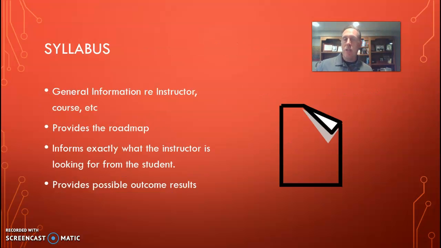So the syllabus itself, you have this general information regarding the instructor, general information regarding the course. It provides a roadmap of exactly what you need to do to get to the academic promised land. I always jokingly say that, but it's true. And as a result, if you do X, you're going to get Y grade. They are directly related, and that is all in that document.